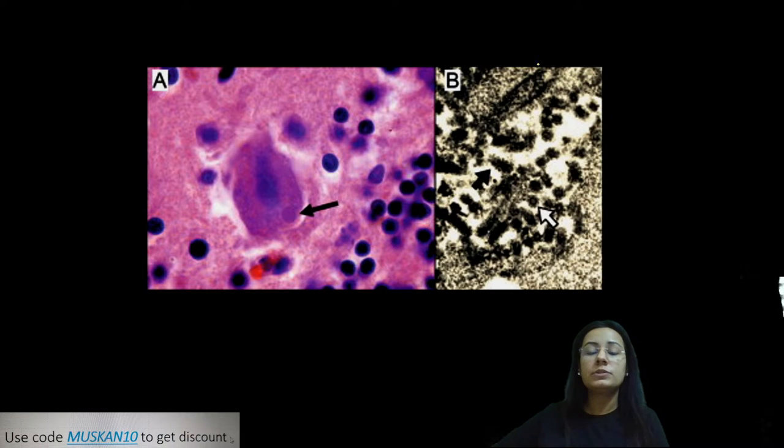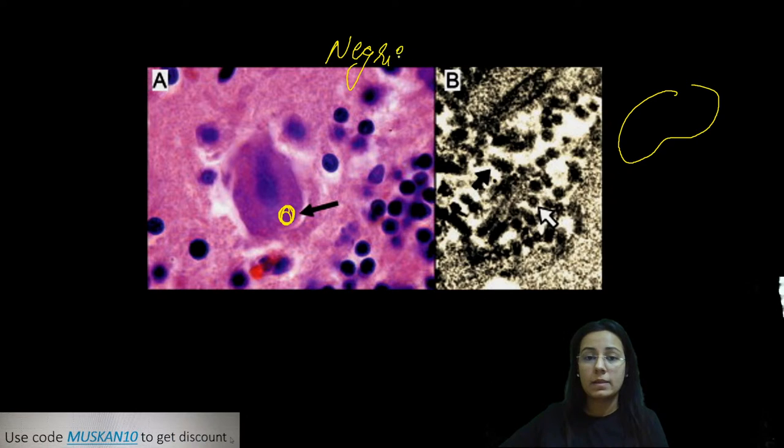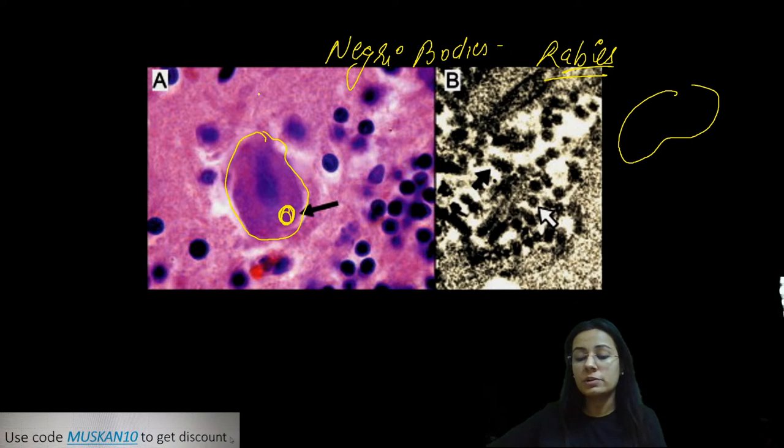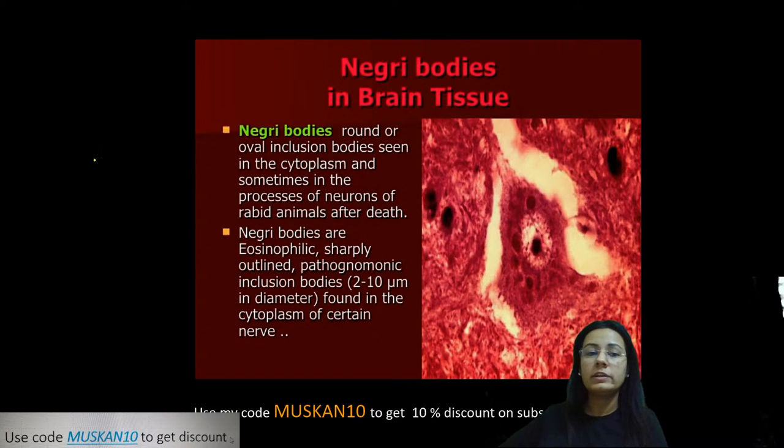So now coming to the next, showing this. This is what? This is nothing but Negri bodies that are seen in the rabies virus. Okay, so they are nothing but intracytoplasmic inclusion bodies. So they are what? They are round or oval bodies that are seen in the cytoplasm of the neurons of the rabid animals after death.